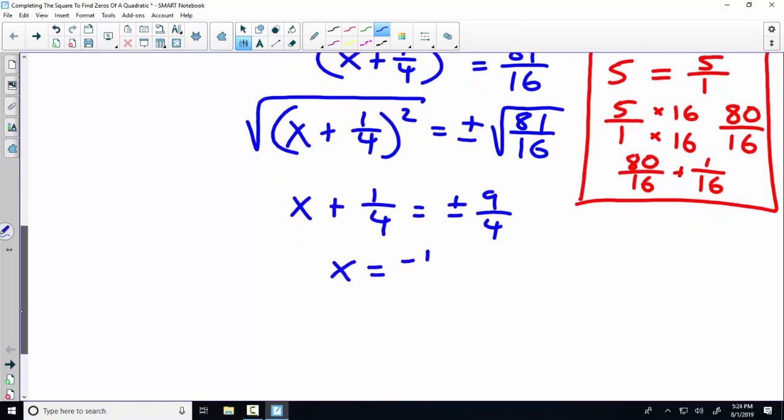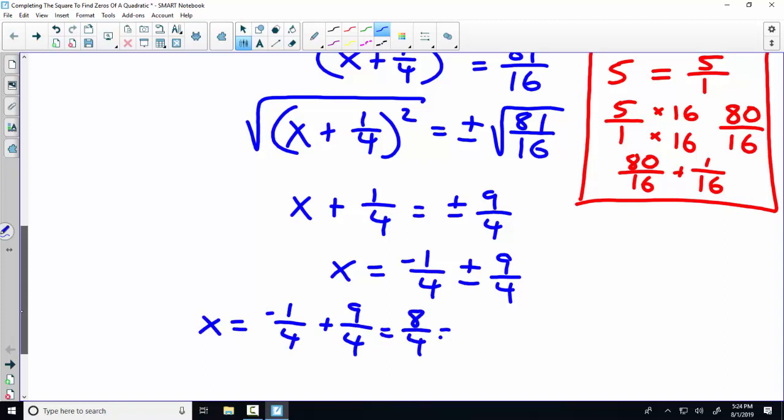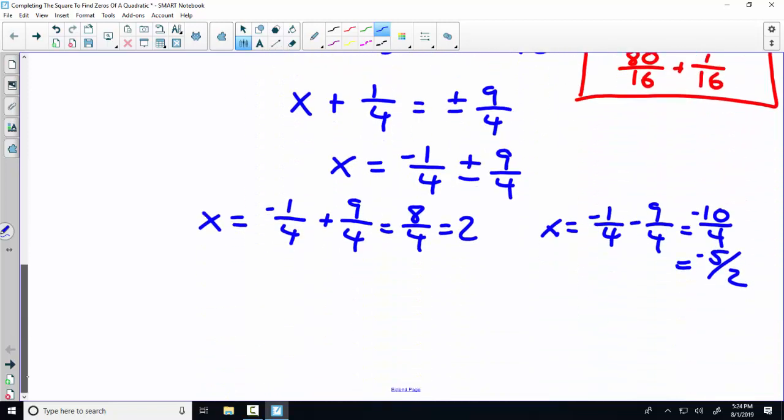So x equals negative 1/4 plus or minus 9/4, which means x is equal to negative 1/4 plus 9/4, which is 8/4 or 2, and x equals negative 1/4 minus 9/4, which is negative 10/4, or reduces to negative 5/2. So, what are the zeros of this quadratic? The zeros are x equals 2 and x equals negative 5/2.